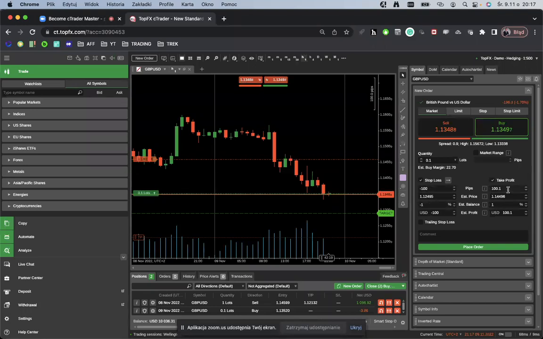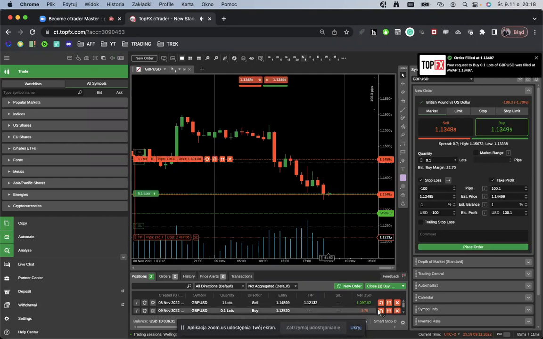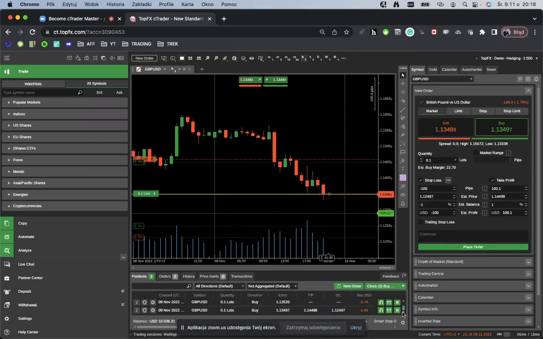Of course, take profit is the opposite. It's going to be placed automatically, 100 pips. Take profit order 1.1449. Right now, this is my take profit. I will gain 1% of the account, and the equivalent in US dollars is $100. So if you click this, basically right now I have two orders. One is without the stop loss. One is with the stop loss and take profit. However, there is another way to do this kind of operation.